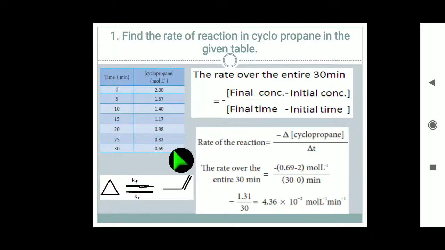Final concentration at 30 minutes 0.69, and initial concentration 2, divided by final time 30 minutes, initial time 0. So after the substitution, we can get the rate over the entire 30 minutes, 4.36 into 10 to the power minus 2 mole per liter per minute. Okay.